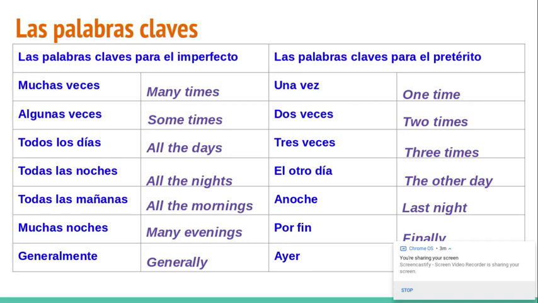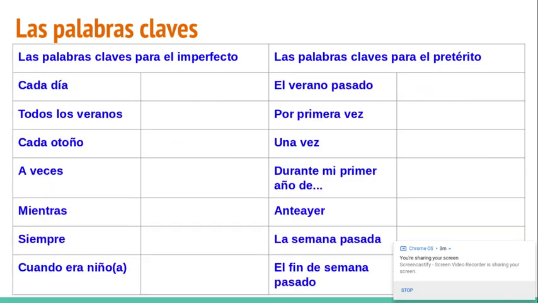But if we switch over to the right side of our column and we see the preterite, una vez, one time, el otro día, the other day, ayer, yesterday. All of these words are telling us that it either happened one or two times. We can really say on a timeline that it happened once, twice, three times. It's not something that I always did or every weekend. And we can also say exactly when it happens, like yesterday or last night.